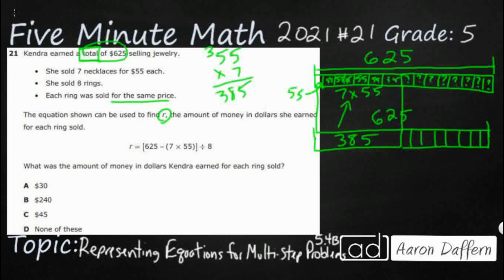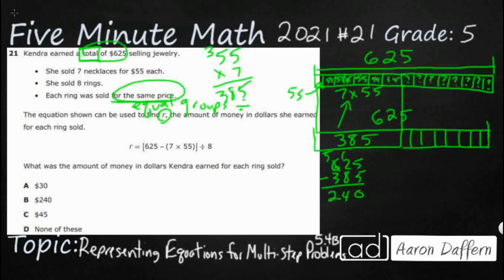And here's the thing. When it says each ring was sold for the same price, that lets me know I've got equal groups. Equal groups let me know multiplication or division. In this case, we're looking at division. So I need to figure out, well, what is 625? How much do I actually have for these rings? Let's take away that 385. Let's see, 5, that's going to be 4.